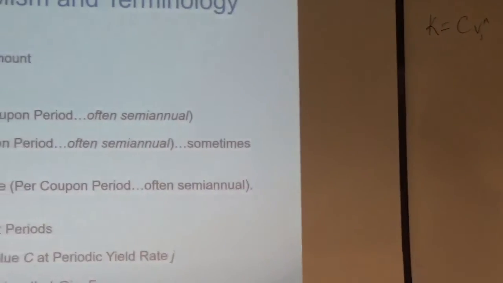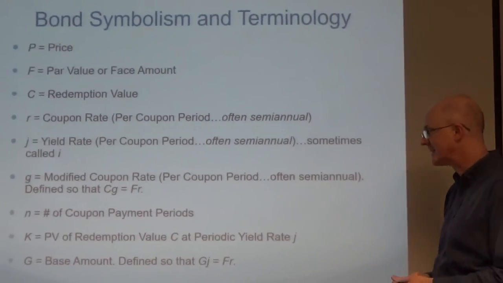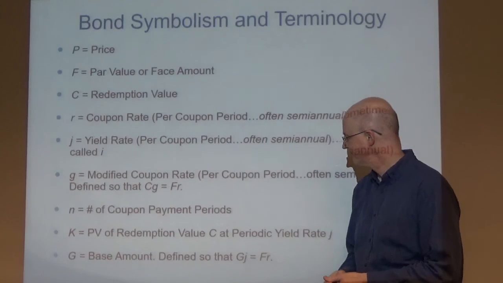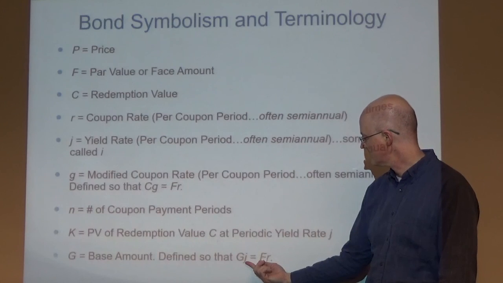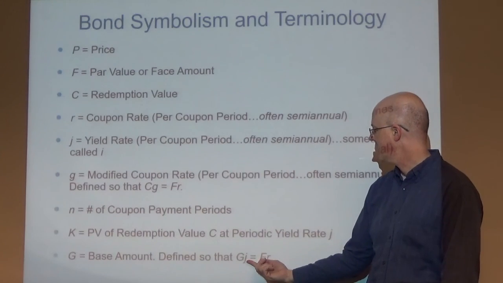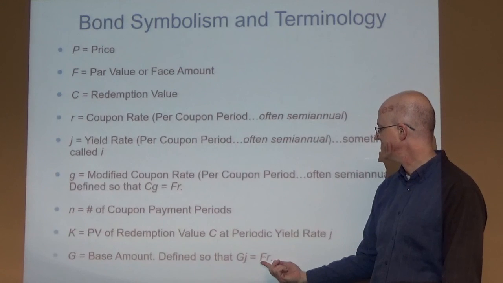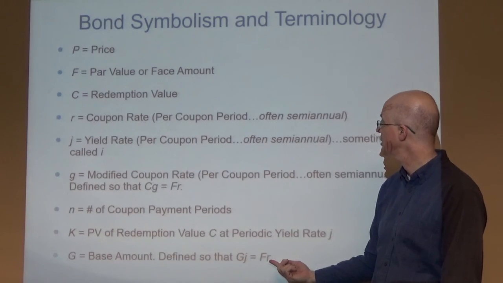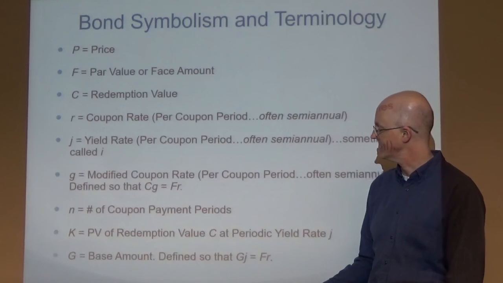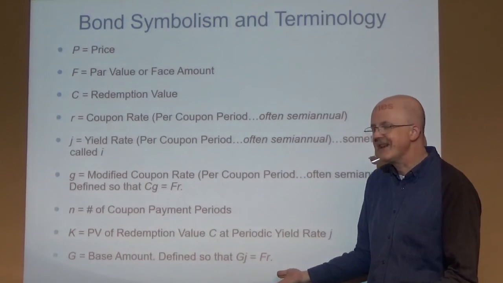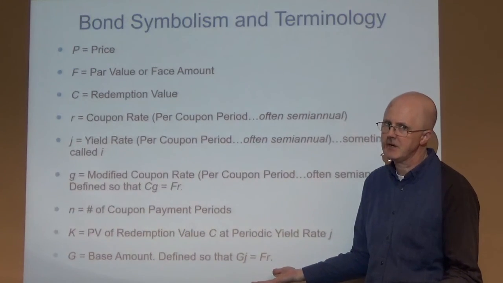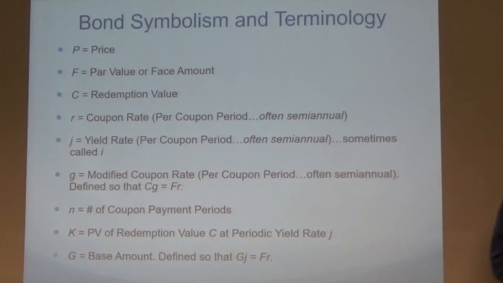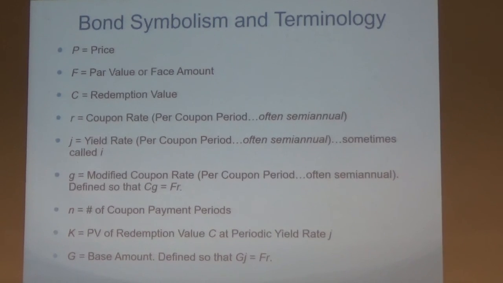And then there's something, capital G, called the base amount, which is not really related to little g, the modified coupon rate. It's defined so that G times the effective periodic yield rate equals F, the face amount, times the effective periodic coupon rate. These are, again, the amount of the coupons. G is kind of a funny thing to define, but it is useful in something called the base amount formula, so it's worth considering. Okay, so that's all the symbols and the main terms.